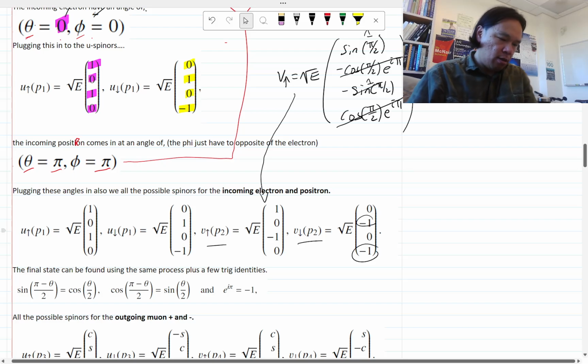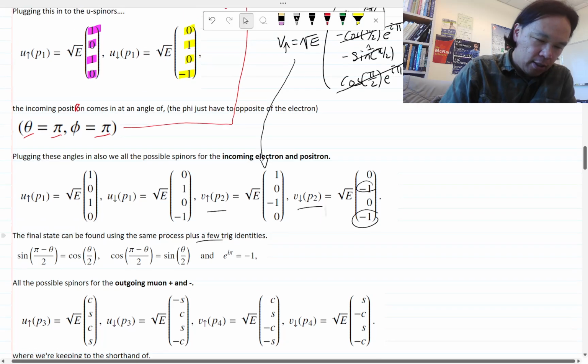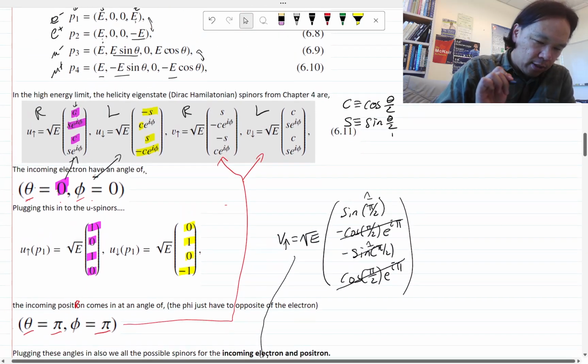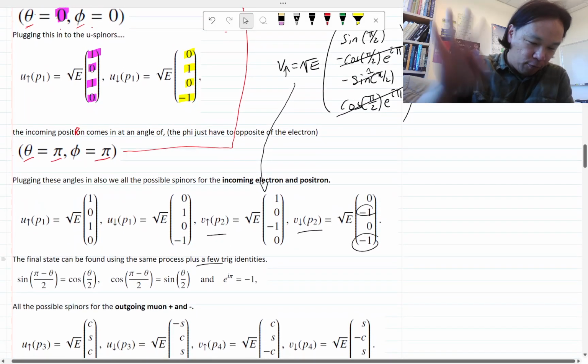Okay. So we can do the same process to find the muon spinors. Notice that each thing has 4 different spins.